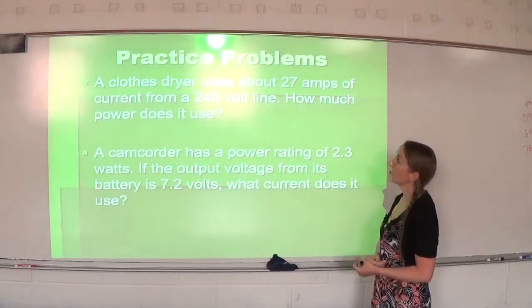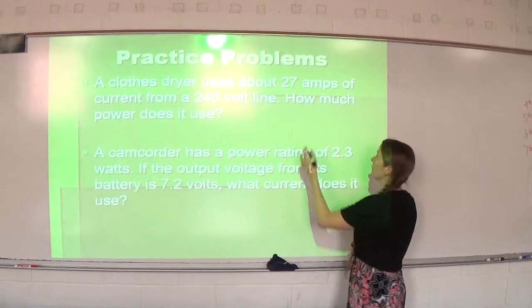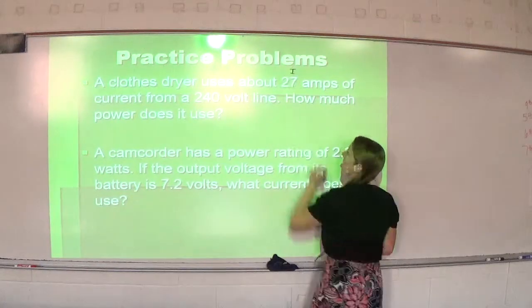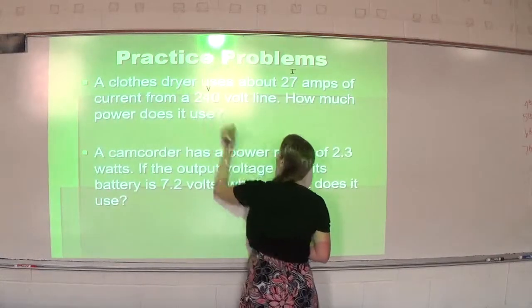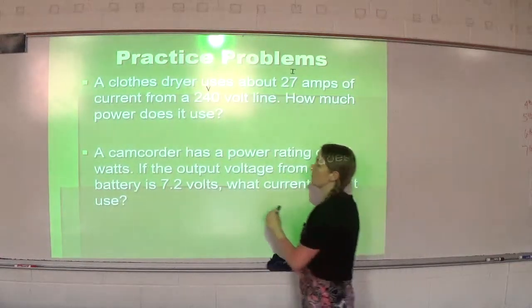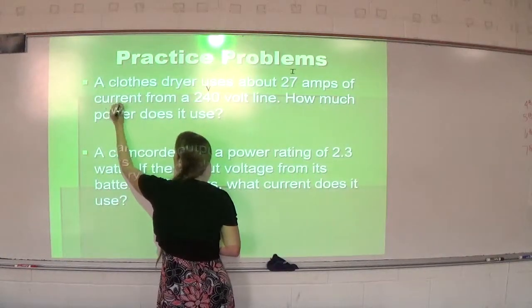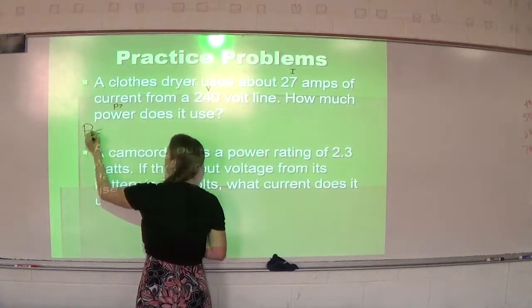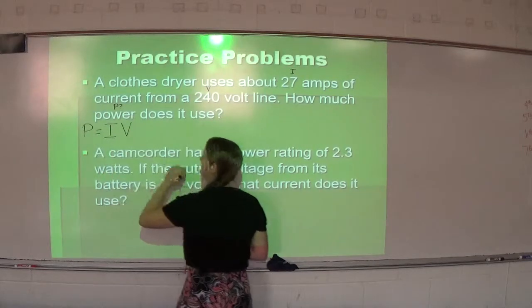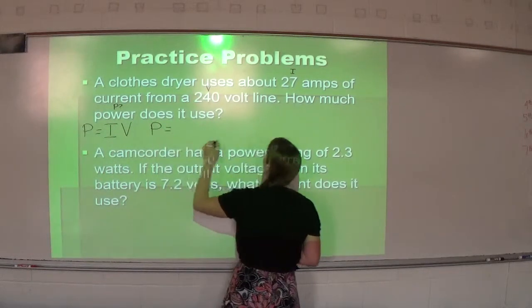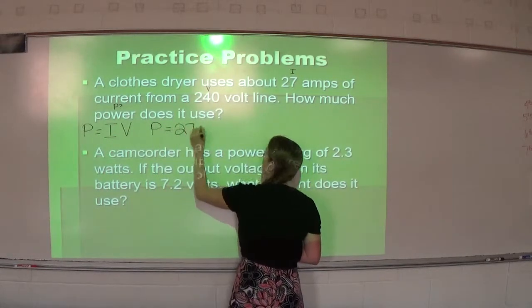It says a clothes dryer uses about 27 amps of current. So there's my I. From a 240 volt line. So there's my voltage. How much power does it use? So I'm looking for P again. Power is current times voltage. I'm looking for power, so I just plug in. My current is 27 amps.